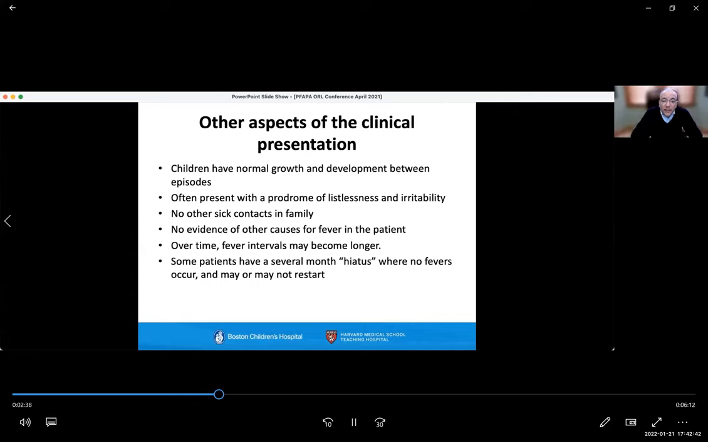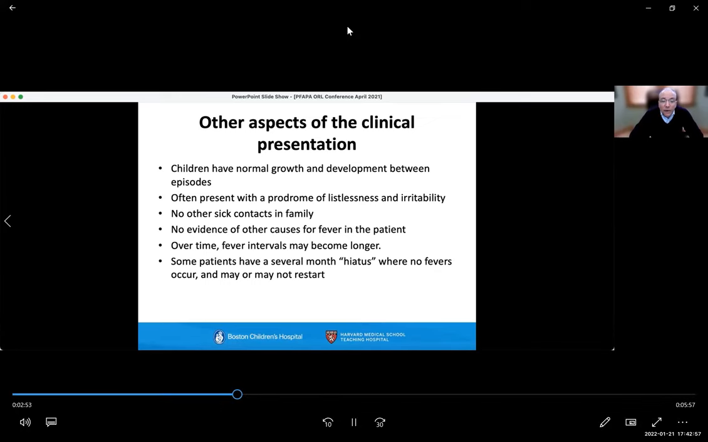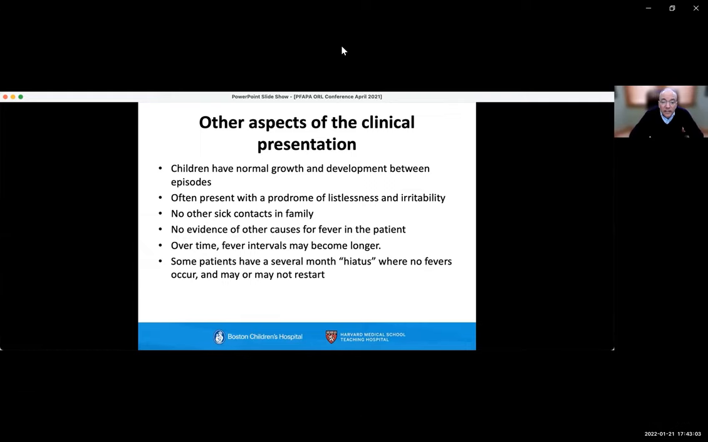Other aspects of this presentation is that children have normal growth and development in between these fever episodes. The parents will also state that their child will present with a prodrome of feeling listless and irritable. Typically, there are no other sick contacts in the family, and there's no evidence of other causes for fever in the patient, such as otitis media.